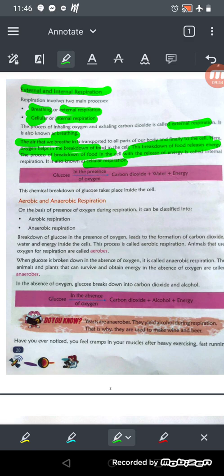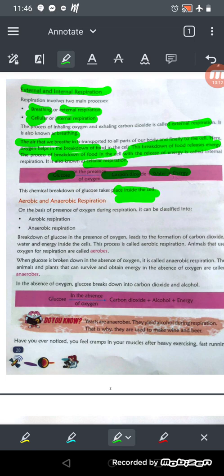See, here is an equation where glucose means the food, we can say. In the presence of oxygen, what is happening? In the presence of oxygen, carbon dioxide, water and energy are released. Okay, clear? The chemical breakdown of glucose takes place inside the cell only.